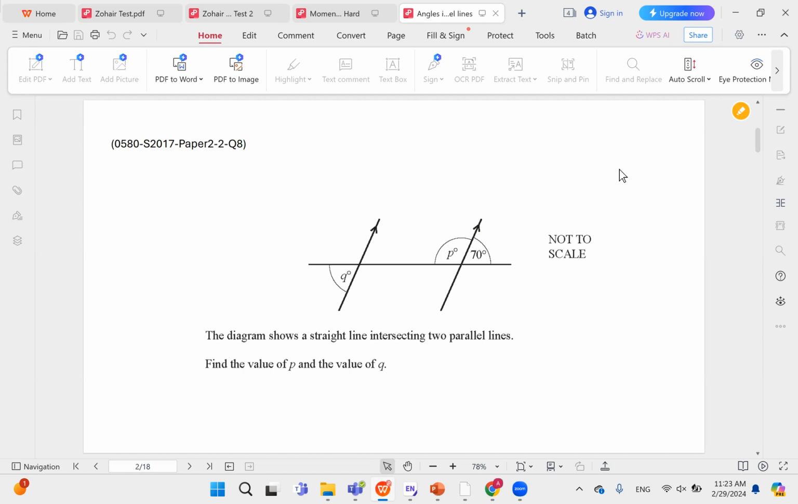So to find the value of P, we simply subtract 70 from 180 because their sum has to be 180. So P equals 180 minus 70, which gives us 110.